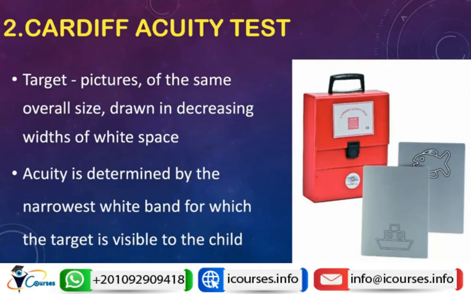The Cardiff acuity test, in this test you can also present different shapes on stickers. The key factor, or the limiting factor here, is how wide is the line that is used to draw these pictures. The wider the line, the less visual acuity the patient has, and the narrower the line, the better the patient's visual acuity.